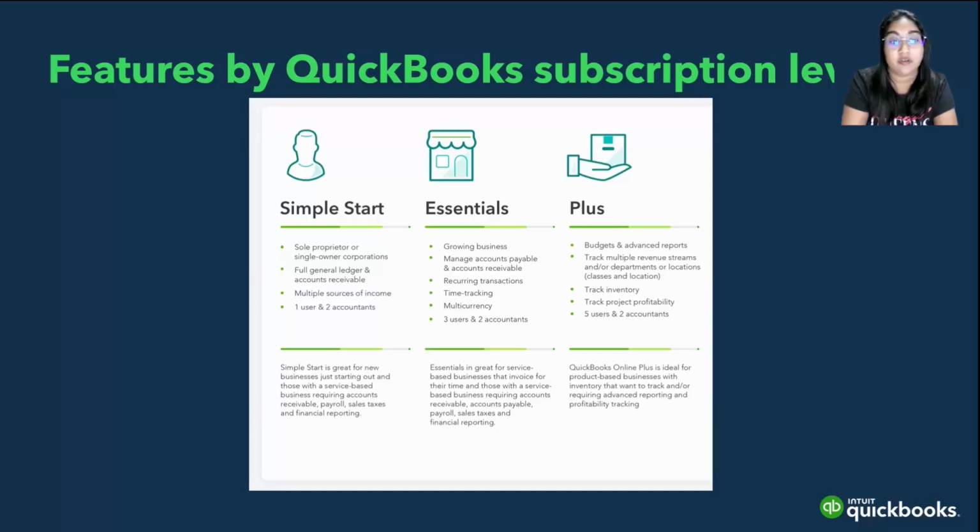Essentials is for a growing business. You get to manage your accounts payable and receivables. There's recurring transactions, time tracking, and multi-currency, and it's there for 3 users and 2 accountants. And then we've got the Plus version, which has your budgets and advanced reports. You get to track multiple revenue streams with classes and location. You have tracking of inventory and project profitability, and you get more users on this one as well.